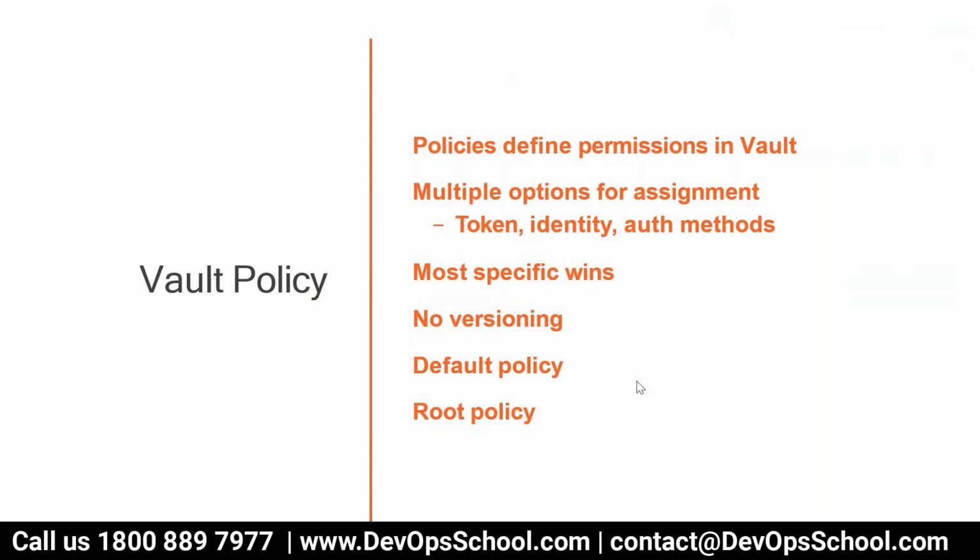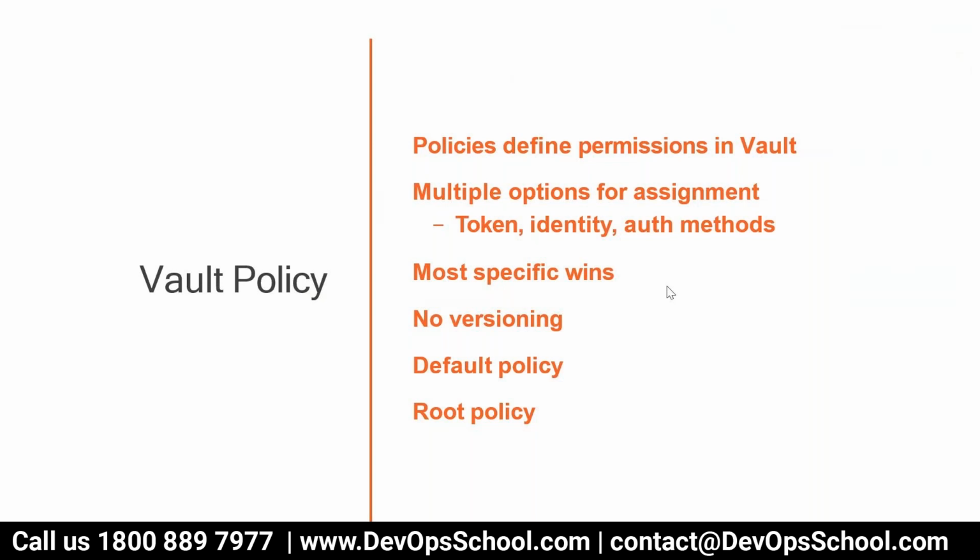There are multiple options for assignment: token, identity, or auth method. That means you can assign policies and permissions to a token, to identities like AWS, to an auth method like password, and also AppRole. All these things you can specify. The most specific one wins. Most specific means the last one, like API-based authentication, so the one at the bottom level has the highest priority. Policies are not versioned. You have certain default policies and root policies.